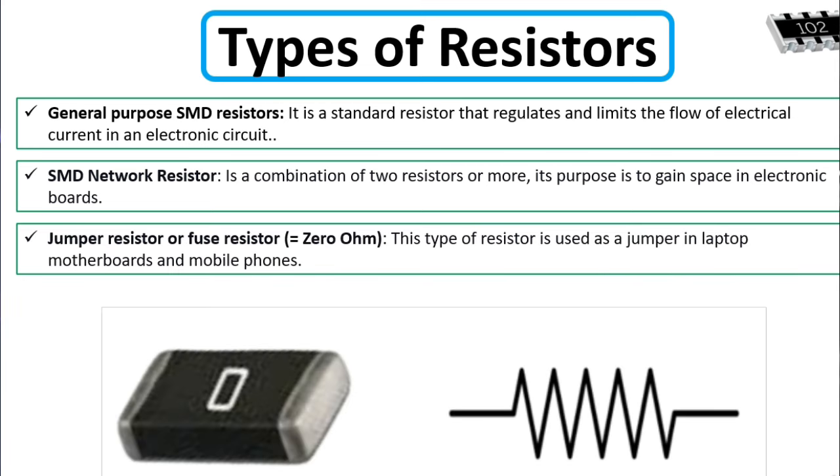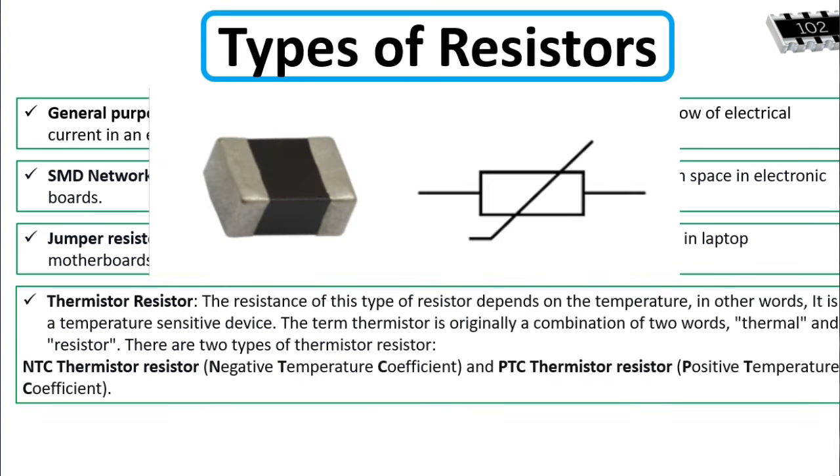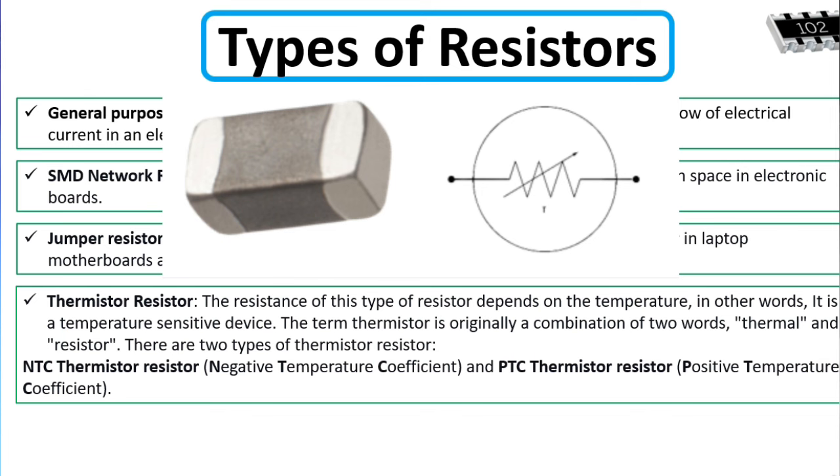Jumper resistor or fuse resistor. Generally, this resistor is equal to 0 ohm. This type of resistor is used as a jumper in laptop motherboards and mobile phones. Thermistor resistor. The resistance of this type of resistor depends on the temperature. In other words, it is a temperature sensitive device.